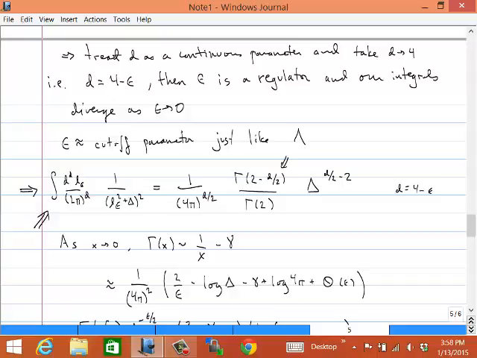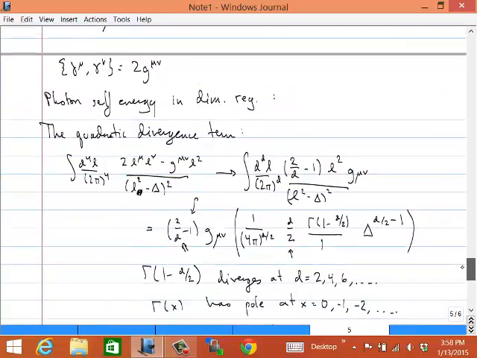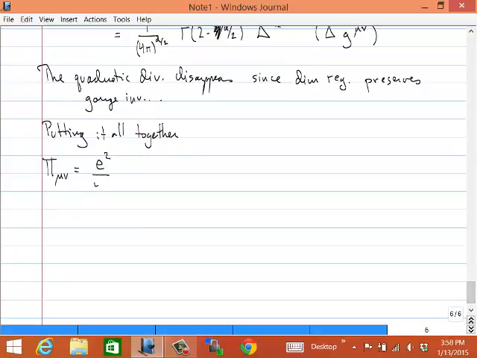So let me just write down the answer for you. The thing that you want to remember is that there was a 1 over 4 pi to the d over 2, a gamma of 2 minus d over 2, and a delta of d over 2 minus 2. So we get a 1 over 4 pi squared. Then we get an integral dx from 0 to 1. We had a gamma of 2 minus d over 2 divided by delta to the 2 minus d over 2. And then we had various different terms.